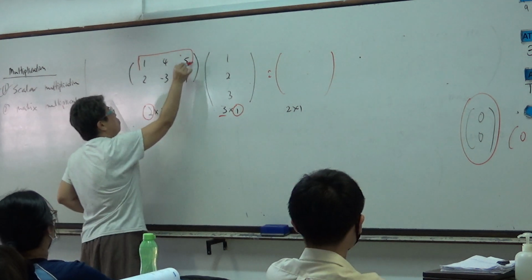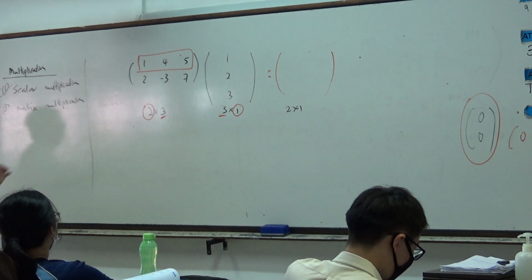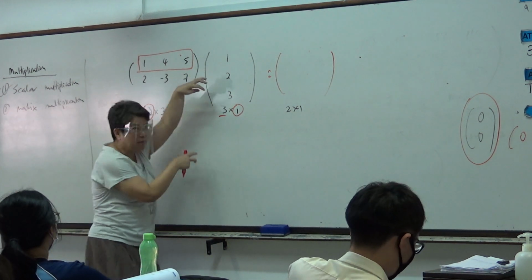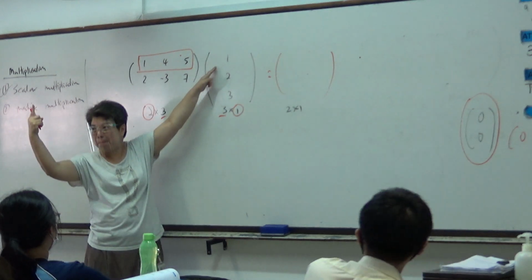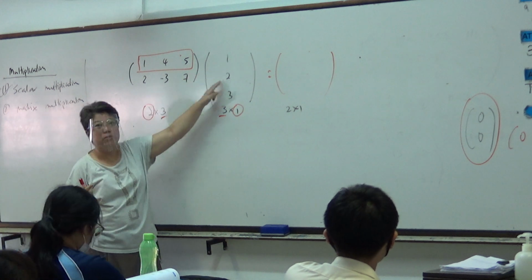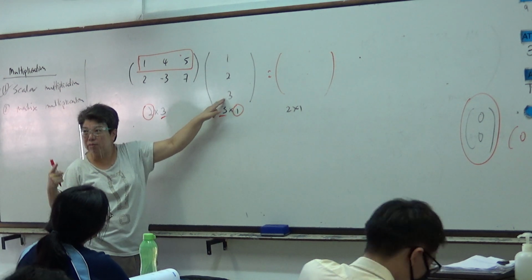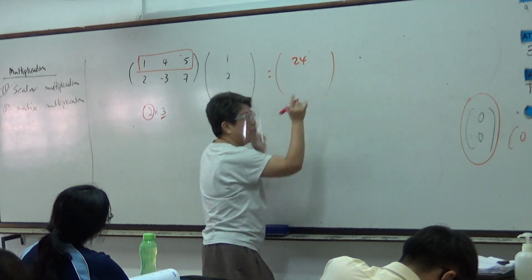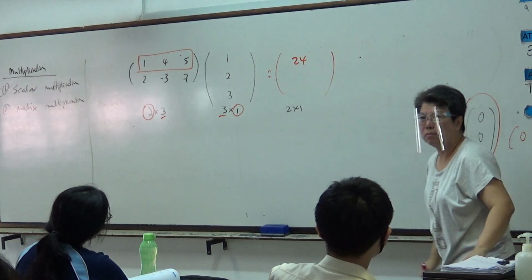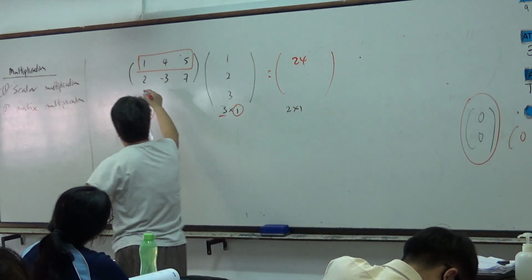Take the whole row. You see that? I always take the whole row. Turn. 1 times 1. 1. 4 times 2. 8. 5 times 3. 15. 5, 8, 23, right? And 1 here is what? 24. Add up all the things. Okay? Now, second one. Here.